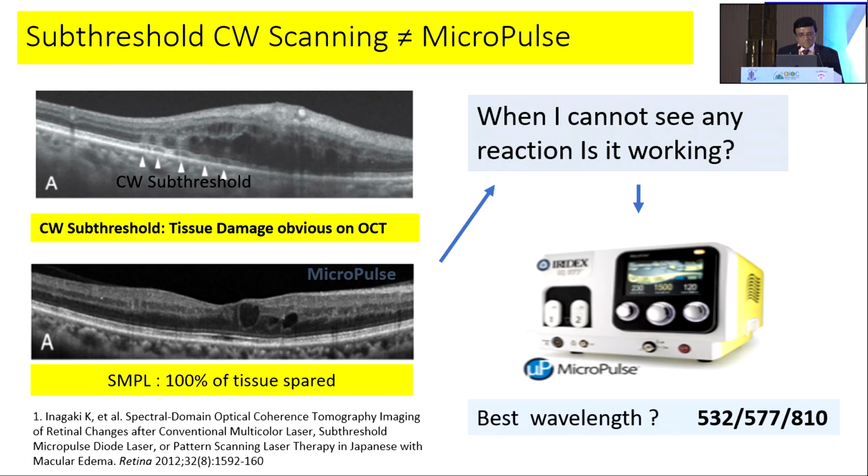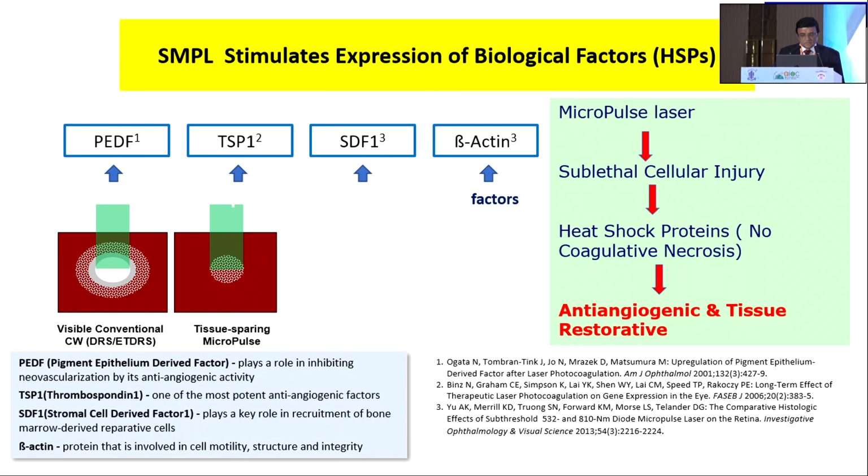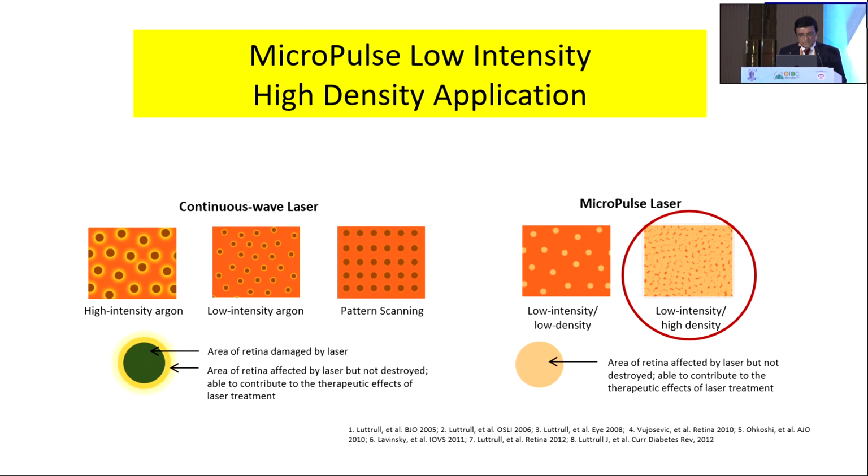In a micropulse laser, there is 100% tissue sparing, while with a sub-threshold laser, there could be obvious damage, which can be detected on the OCT. But in a micropulse laser, even OCT damage does not occur. The wavelength to choose is 577 nanometers. And this shows you the mechanism by which a micropulse laser works. It is actually releasing heat shock proteins, and these have an anti-angiogenic and tissue restorative effect.